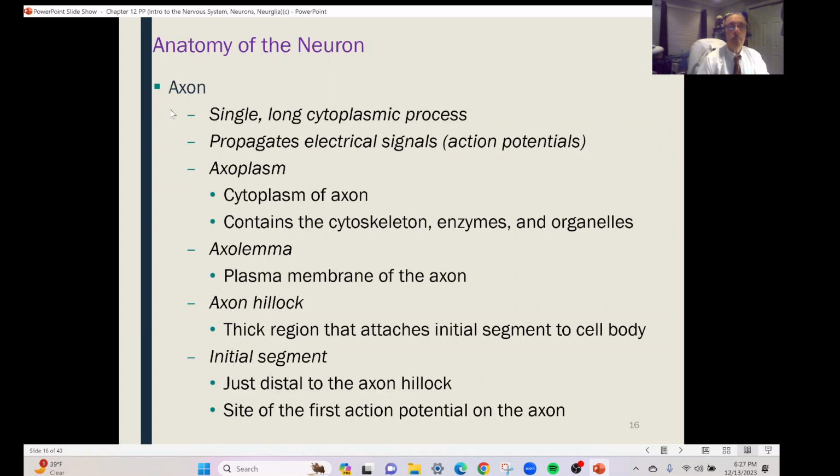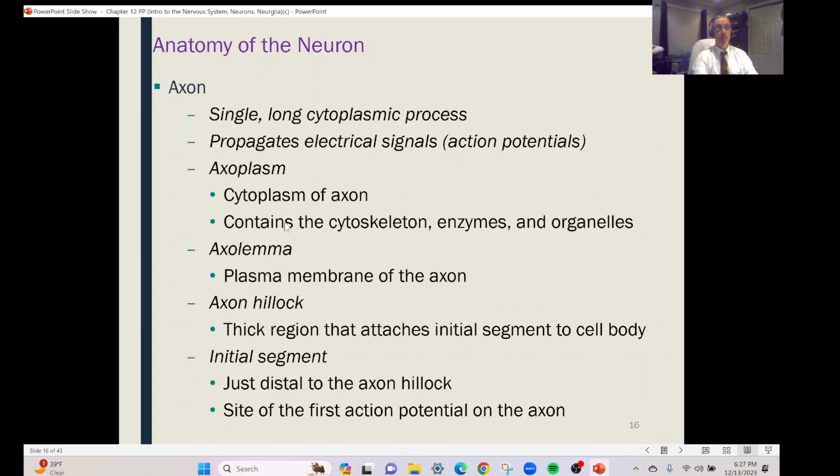So these are single long cytoplasmic processes, and they actually will propagate, which means to conduct the electrical signal down the axon away from the cell body. So we have a couple parts of the axon. The cytoplasm of the axon, we have a word for. This is known as the axoplasm.